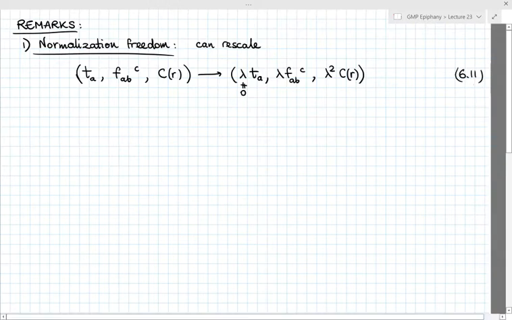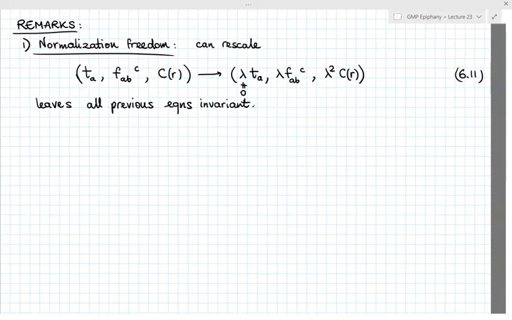If we do this rescaling, then all the previous equations are invariant. So this is important to keep in mind. We have to specify our normalization.